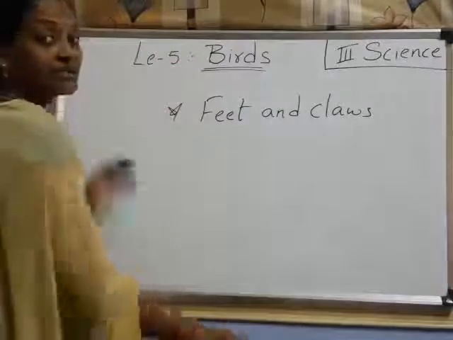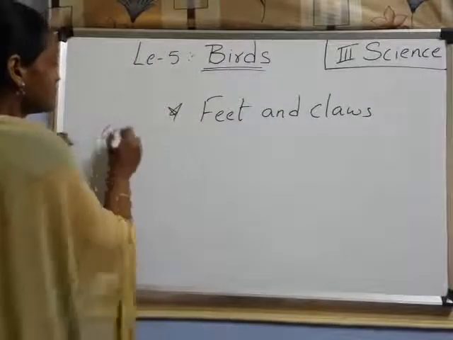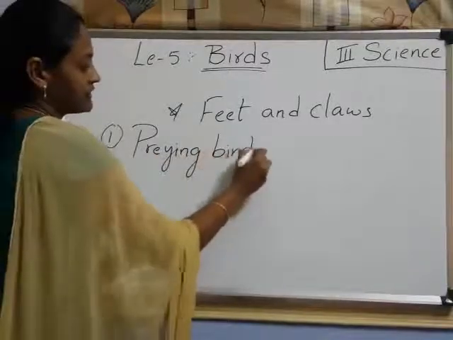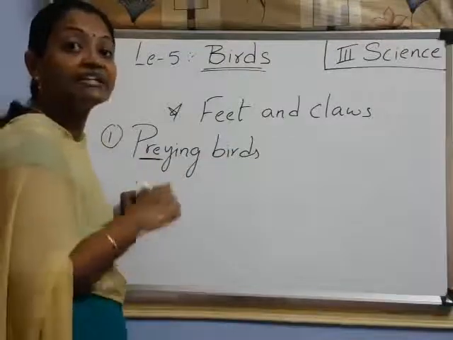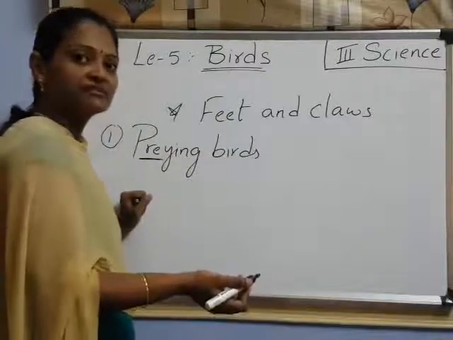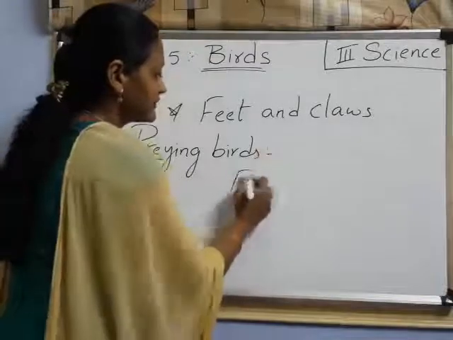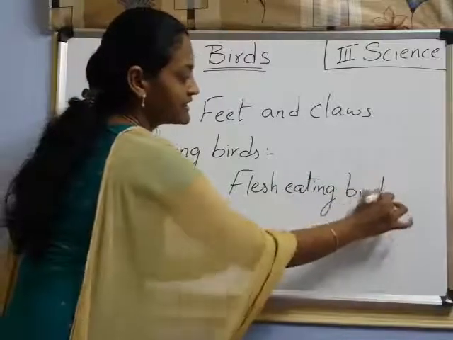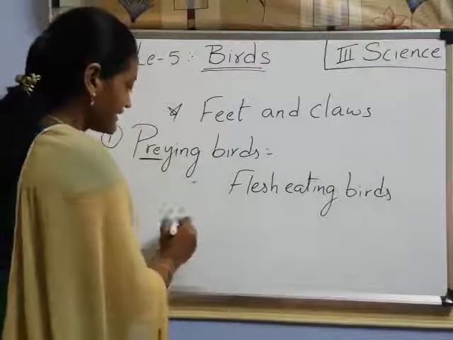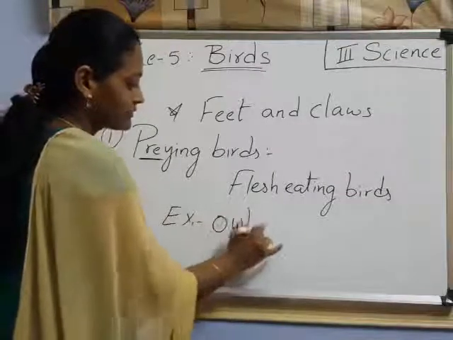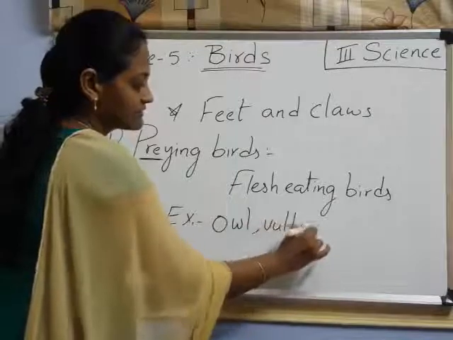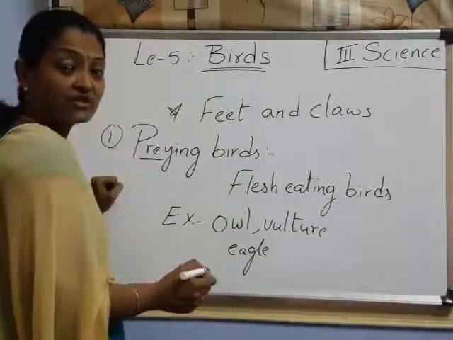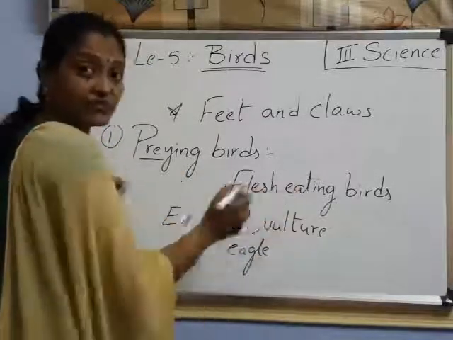Okay. First one. Children, look here. First one, praying birds. Remember what this is? Praying. Nothing but they are eating other birds. Nothing but flesh eating birds. Do you know which birds eat flesh? Look here. Examples like owl, vulture, eagle. These birds, children, they eat flesh, right?